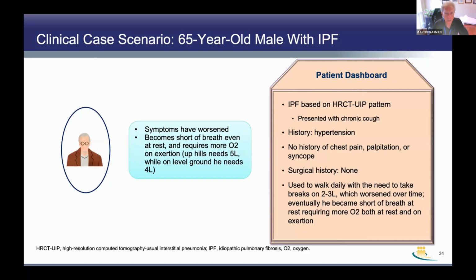IPF is based on a high-resolution CT scan that demonstrated a usual interstitial pneumonitis pattern, and he presented originally with chronic cough. His history was notable for hypertension. He has no history of chest pain, palpitation, or syncope. Surgical history was unremarkable. He used to walk every day with the need to take breaks on 2 to 3 liters, and that has worsened over time. Eventually, he became short of breath at rest, requiring more oxygen at rest and on exertion.